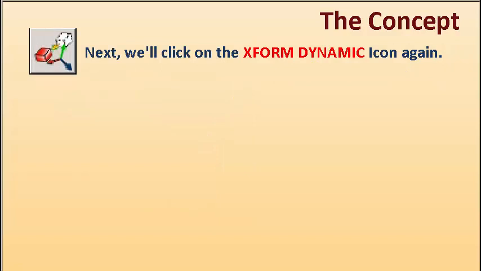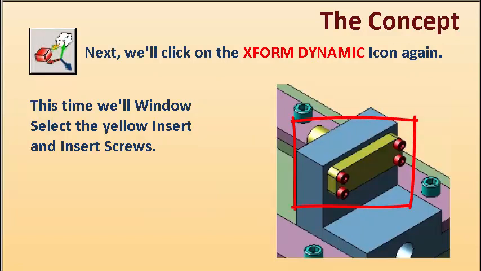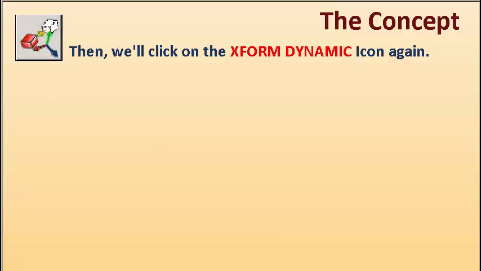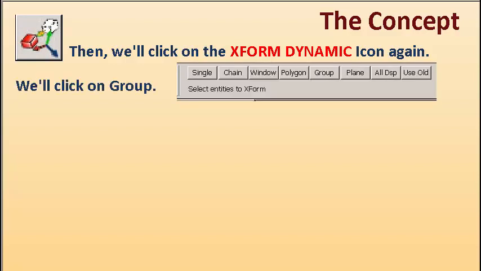Next, we'll click on the X-Form Dynamic icon again. This time, we'll window select the yellow insert and screws. We'll drag these out to an exploded position and hit Accept. Then we'll click on the X-Form Dynamic icon again.